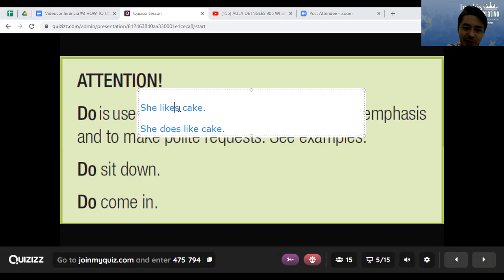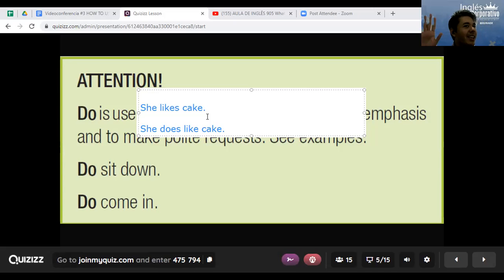So we know that if I'm using he, she, it, I need to use the S in the verb. But then what happens here? She does like cake. ¿Por qué le puse ese does ahí? Lo mismo. También en oraciones, no solo en presente simple, podría ser que también en pasado, utilizo este auxiliar para hacer énfasis.